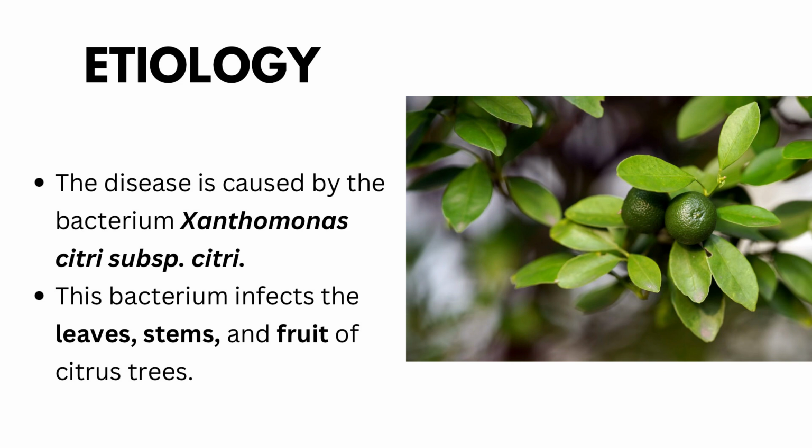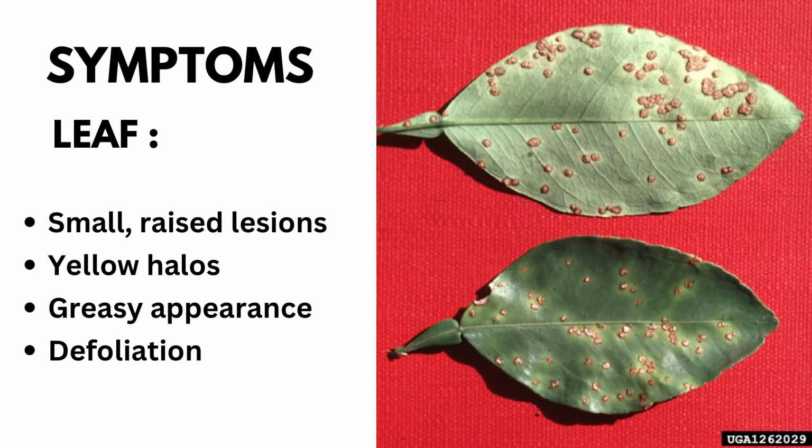The symptoms can vary depending on the severity of infection. The symptoms that appear on the leaf include small raised lesions. Initially, the lesions appear as small water-soaked spots on the leaves, often less than 1 centimeter in diameter. These lesions become raised. Yellow halos. As the lesions mature, they develop a yellow or light-colored halo which makes them easier to spot. Greasy appearance. The lesions can have a greasy or oily texture which is a characteristic of citrus canker.